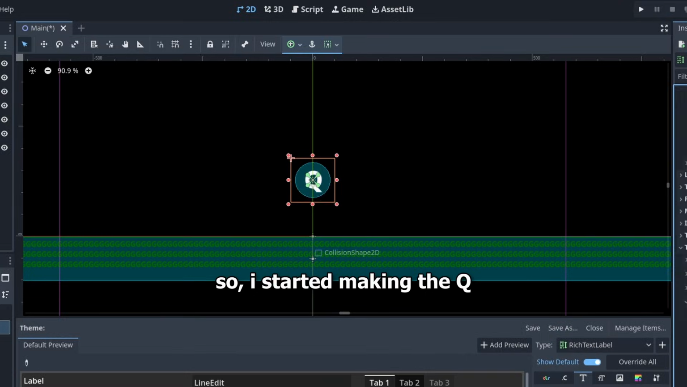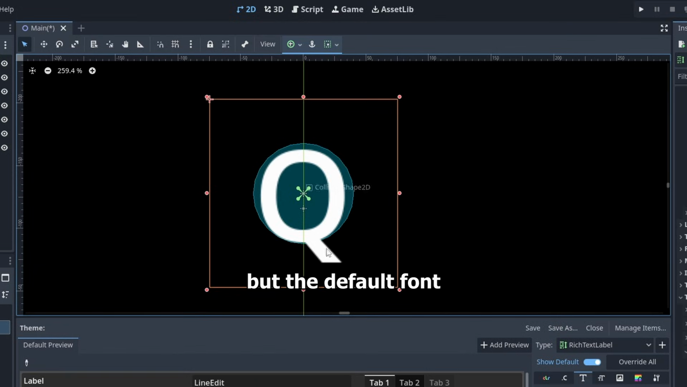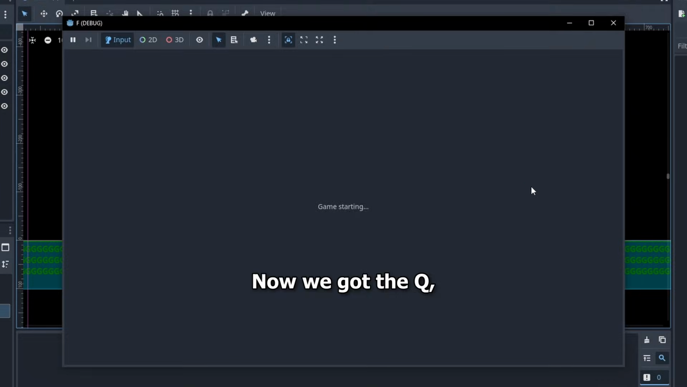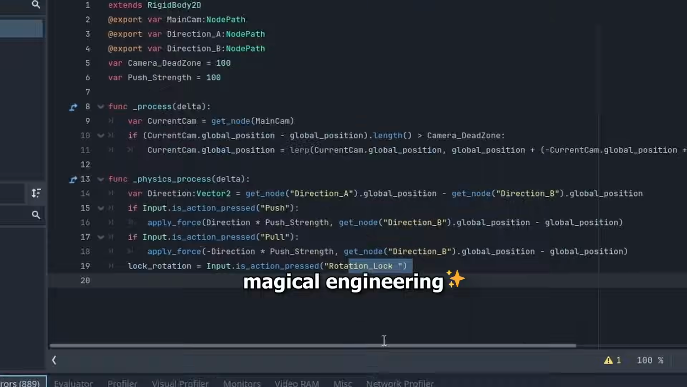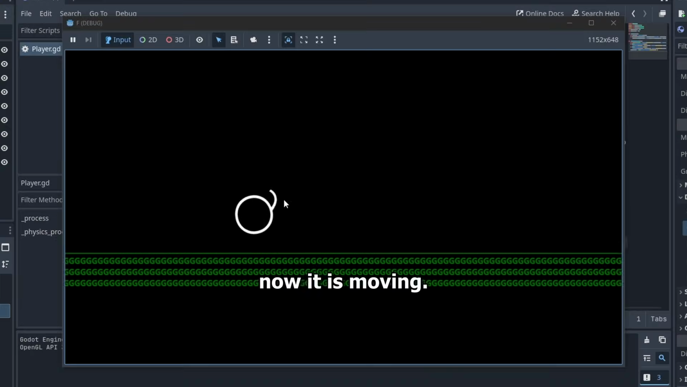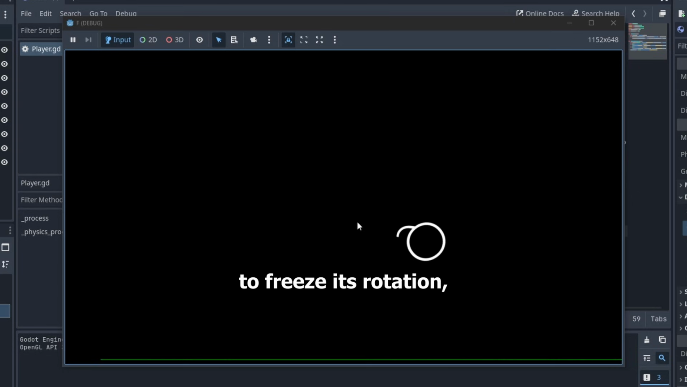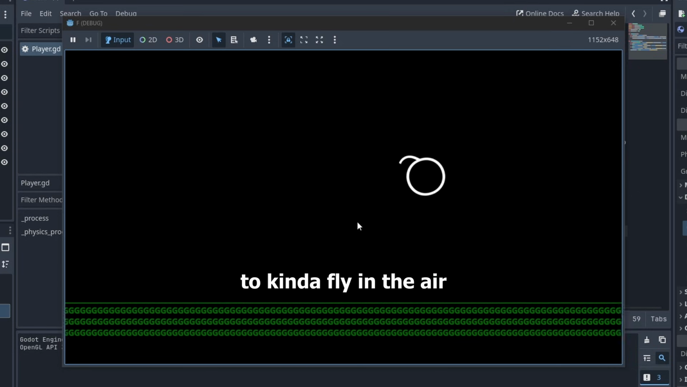That's a tail. So I started making the Q, but the default font wasn't circular enough. So I went to Google Fonts and got this instead. Now we got the Q. Except it's not moving. After some magical engineering, now it is moving. Ignore this. I also gave it the ability to freeze its rotation, so you can use the propeller to kind of fly in the air.